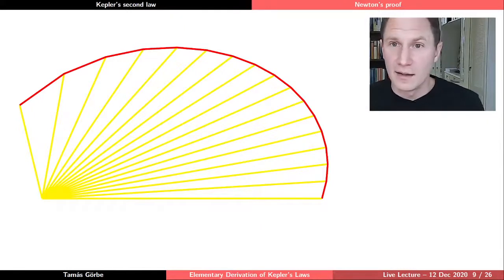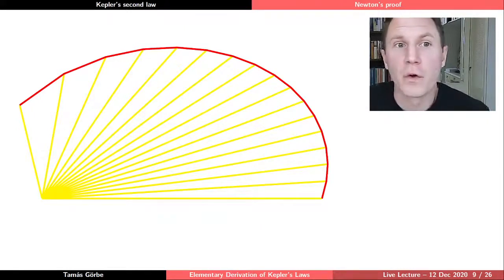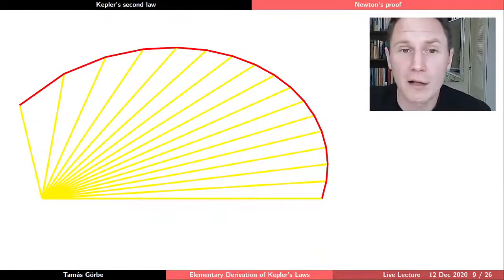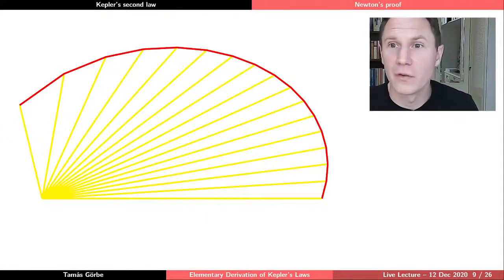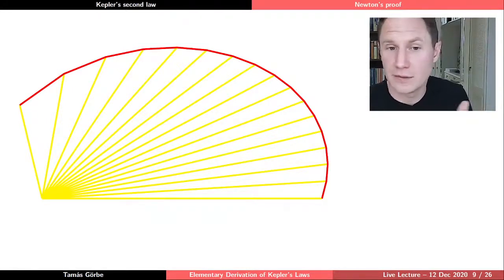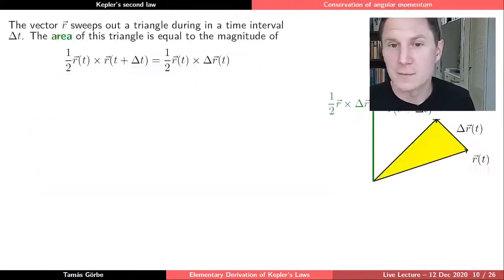This is Newton's proof of Kepler's second law, the area law. I hope you liked it. When I first saw it, I thought it was really nice, using some elementary geometry to prove something about planets. I think it's fantastic to be able to do that. I mean, all we use is triangles, and we proved something about planets.